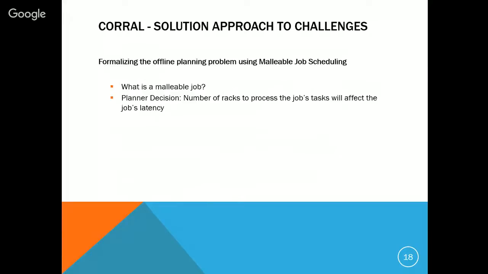So, the second challenge was to formalize the offline planning problem using malleable job scheduling. So what is really a malleable job? A malleable job is a job whose latency depends on the number of resources allocated to it. In other words, these jobs are very flexible and dynamically structured to change depending on the resources that are part of it. What is the planner decision here? It is the number of racks to process the job stages, which will affect the job's latency.